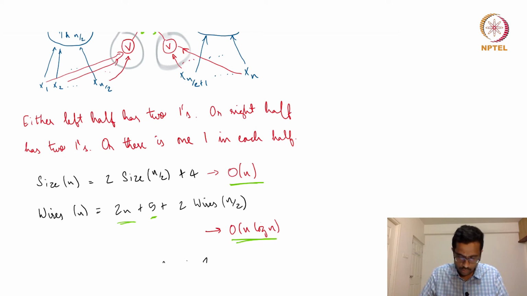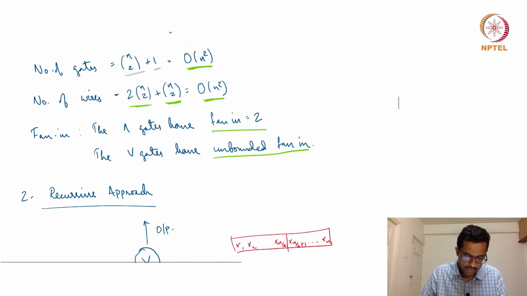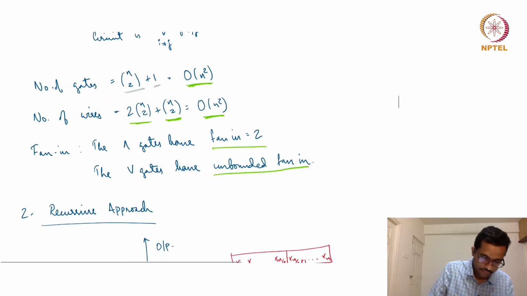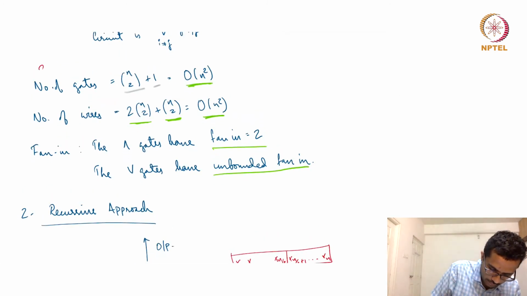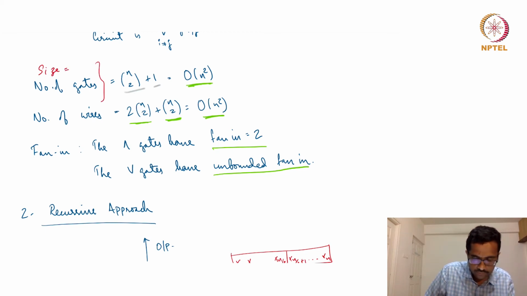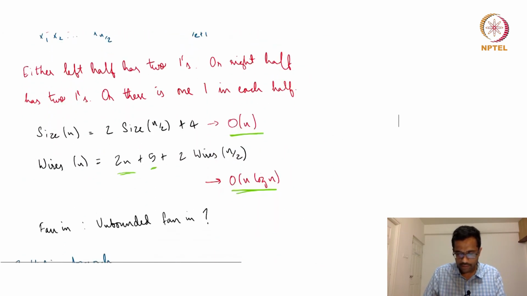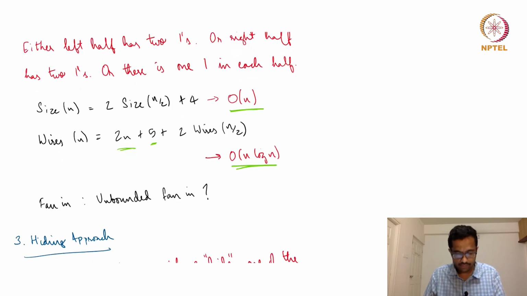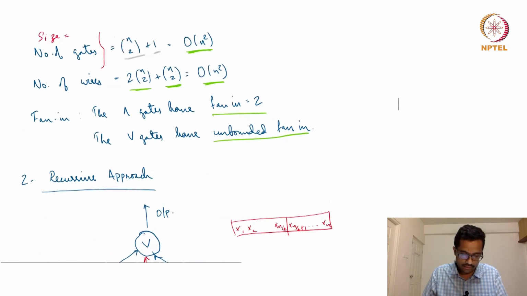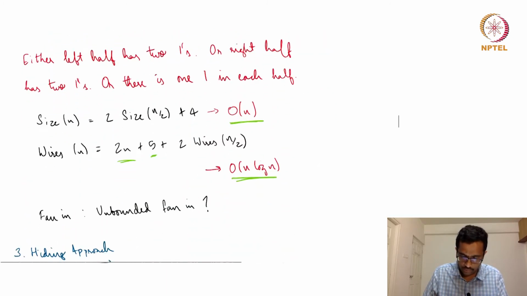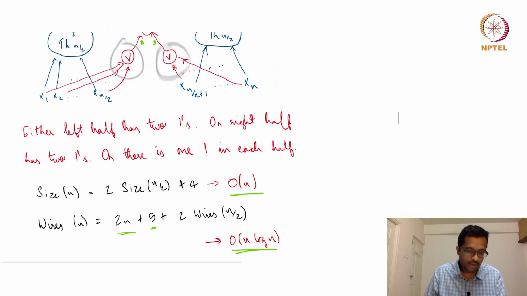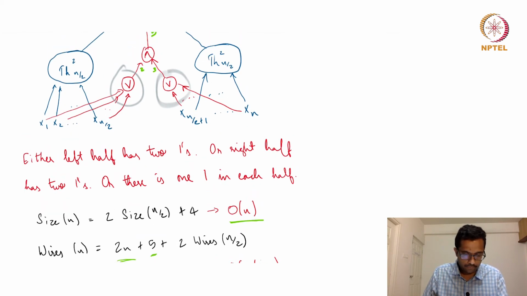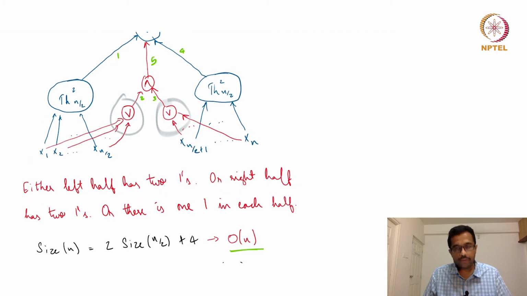So now from n squared and n squared gates and wires, that is, the size, we now have n and n log n. The first one had unbounded fan-in, whereas this one also seems to have unbounded fan-in. But there may be a way to reduce the unbounded fan-in.